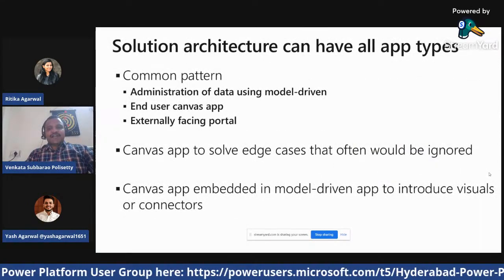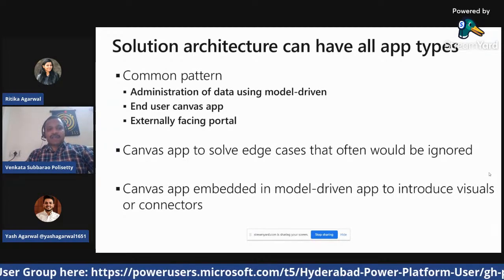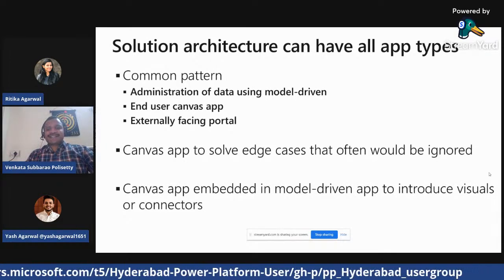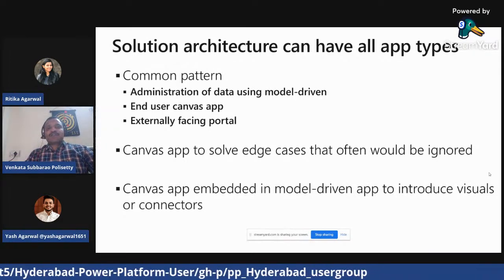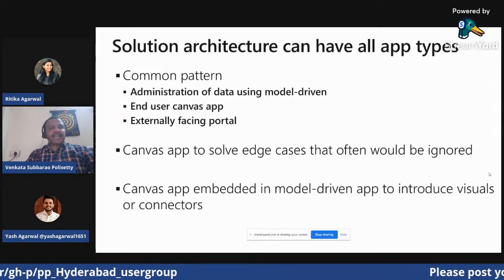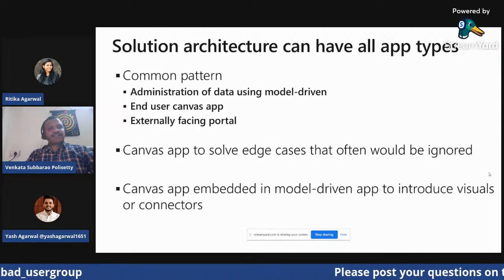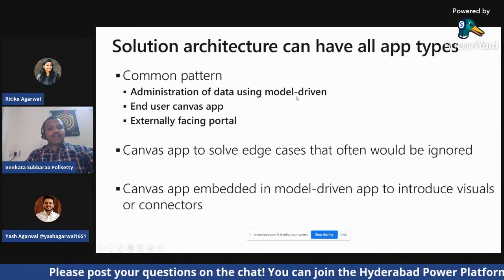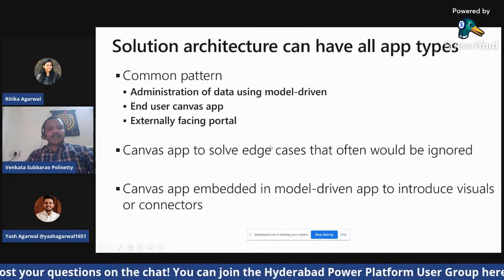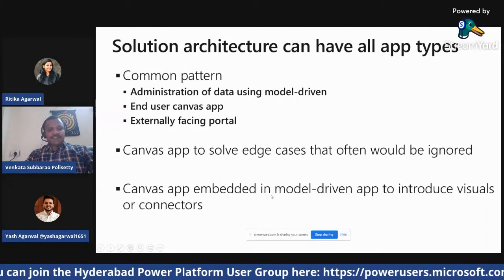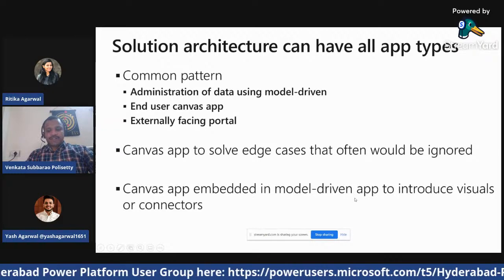So a solution architecture can have all app types. As a solution architect, I am first discussing the Microsoft stack only. It consists of the Power Platform, Dynamics, CRM, CE, and also the SEO related things. So common patterns: administration of data using model driven and user Canvas app, externally facing portal. Canvas app to solve edge cases that often would be ignored. Canvas app embedded in model-driven app to introduce visuals or connectors.